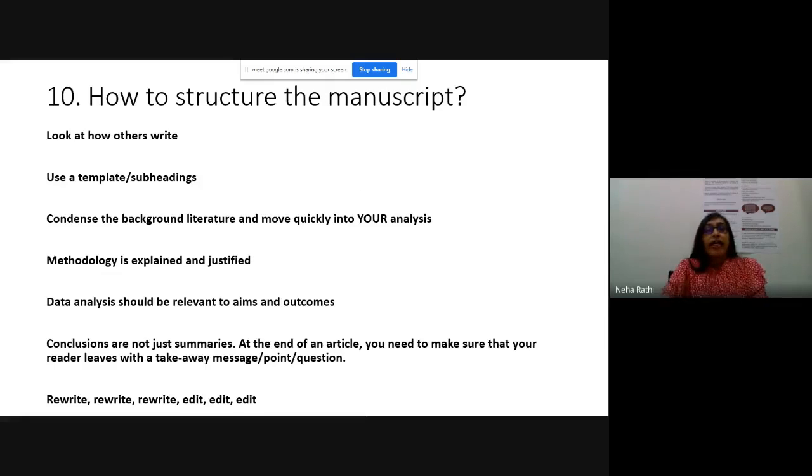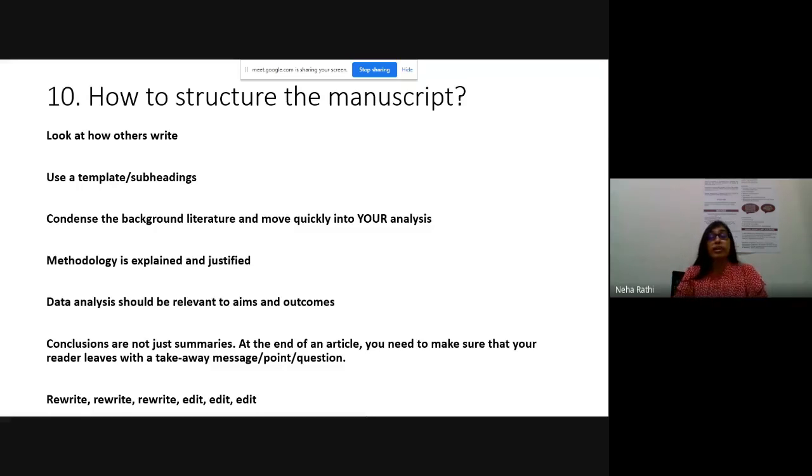This is it. Yes, how to structure the manuscript. Look at how others write. So of course, you go to the journal web page, they will have a sample article. So you can have a look at how it's written. And since you will be reading so many articles for your literature review, you will get a hang of it. I think that's not a difficult thing. So have an idea how an article is written.